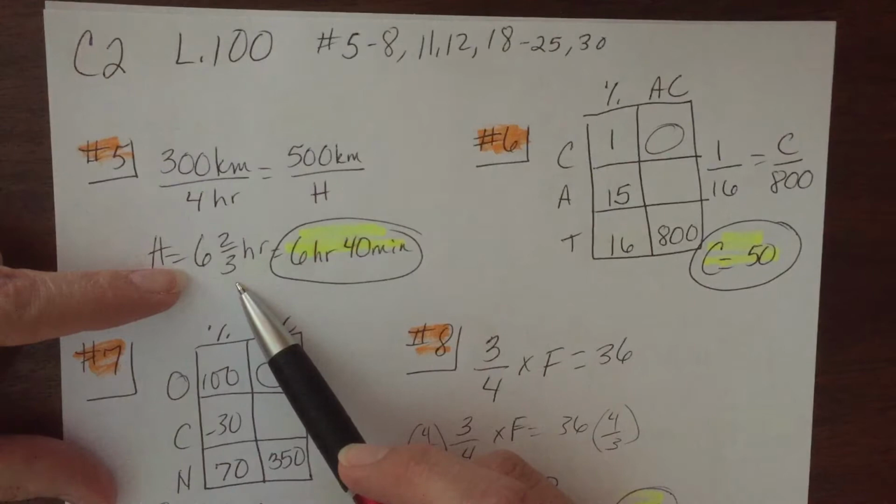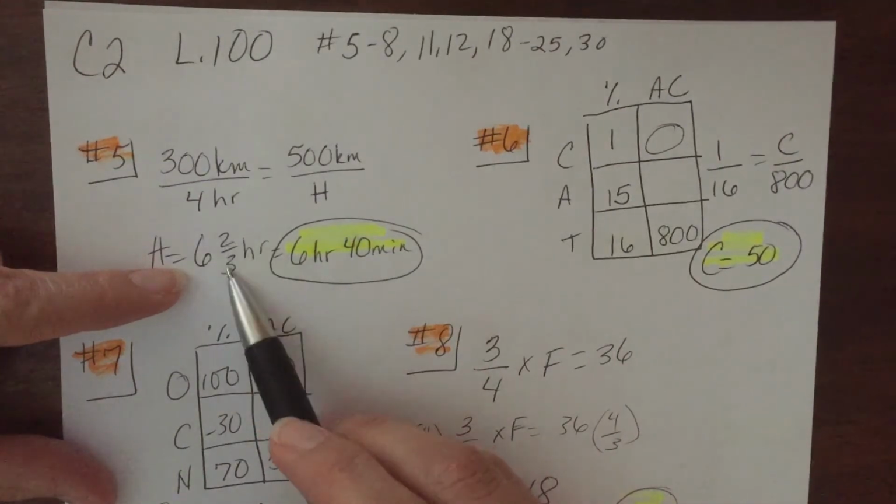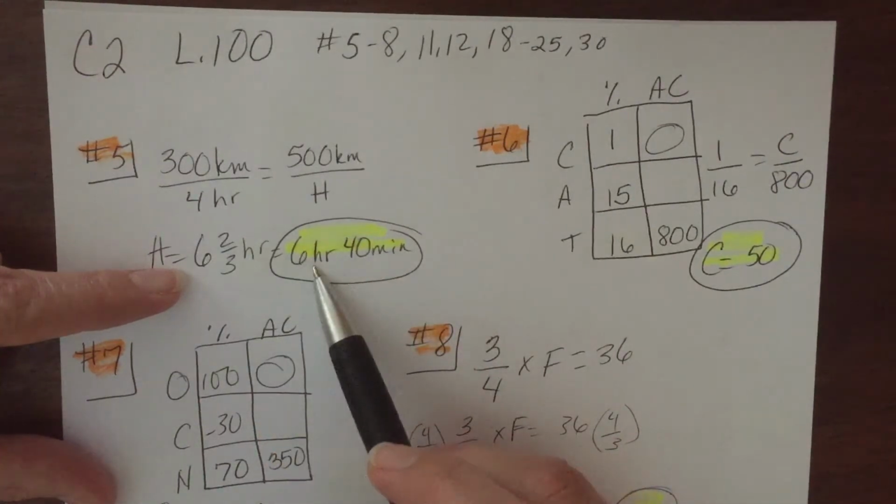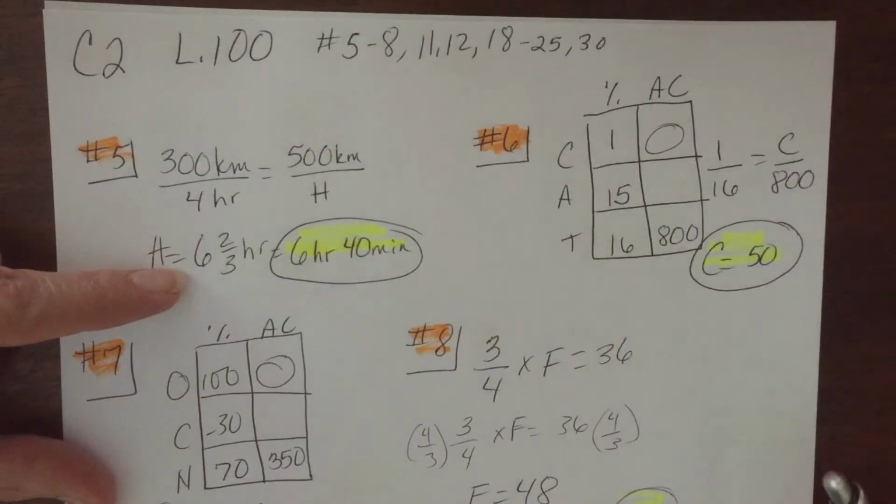It says to give our answer in hours and minutes. So 2/3 of an hour is 40 minutes, 6 hours and 40 minutes.